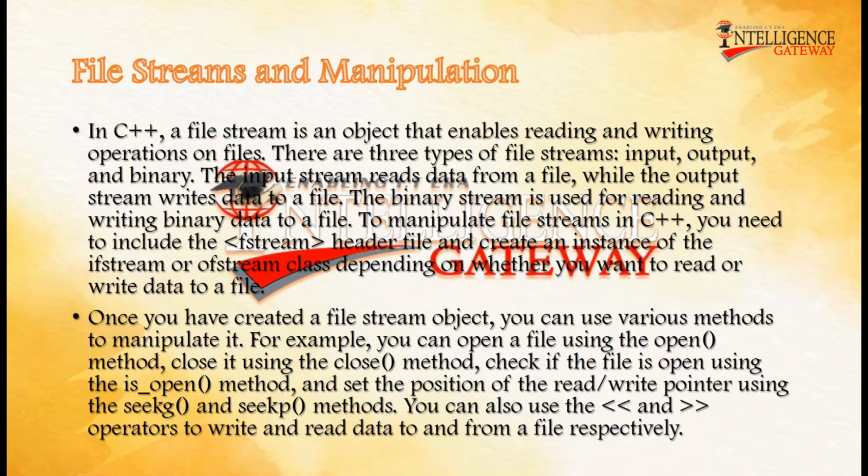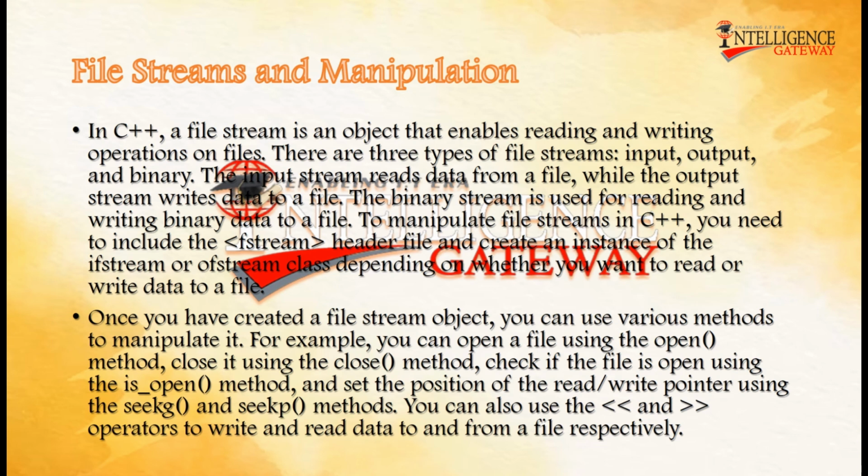File streams and manipulation. In C++, a file stream is an object that enables reading and writing operations on files. There are three types of file streams: input, output, and binary. The input stream reads data from a file, while the output stream writes data to a file. The binary stream is used to manipulate file streams in C++. You need to include the fstream header file and create an instance of the ifstream or ofstream class depending on whether you want to read or write data to a file.